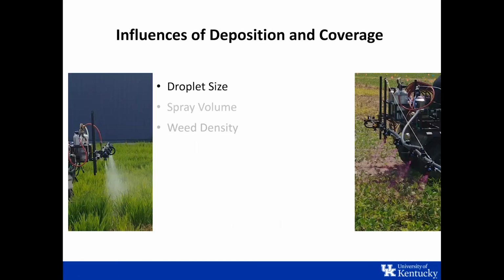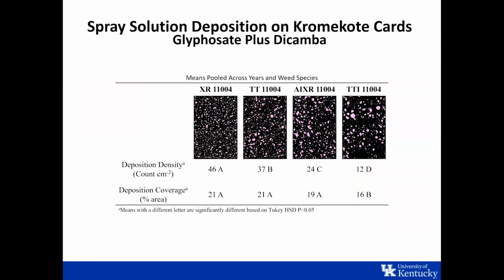When we think about those, let's talk about droplet size first and how droplet size influences deposition and coverage. We've known for a while that the smaller the droplet, the better the coverage we get. In this example, these are the smallest droplet producing, a small droplet producing nozzle, all the way up to a large droplet producing nozzle, if you will. You get better coverage with this nozzle than you do with this nozzle, and everything in between as you move up.